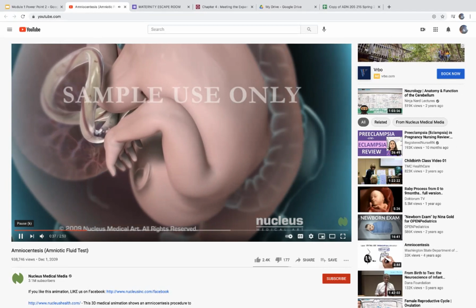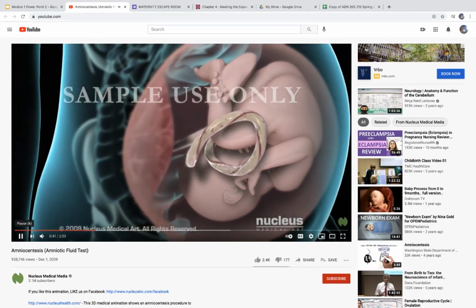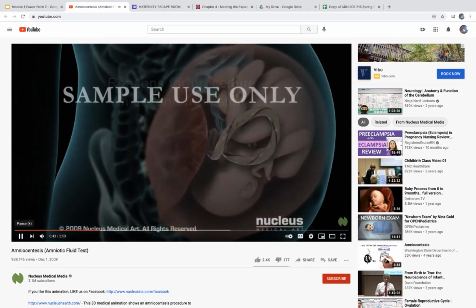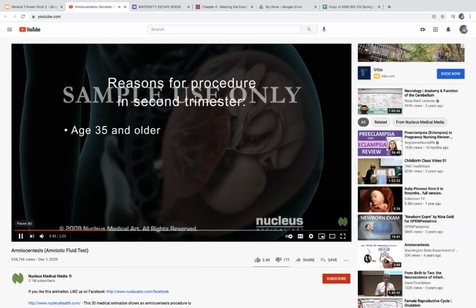Amniocentesis is usually done in the second trimester of pregnancy, at 15 to 18 weeks. It is generally offered to women with certain risk factors, age 35 or older, which increases the risk of chromosomal disorders such as Down syndrome.